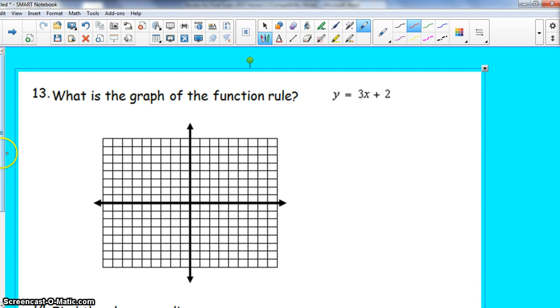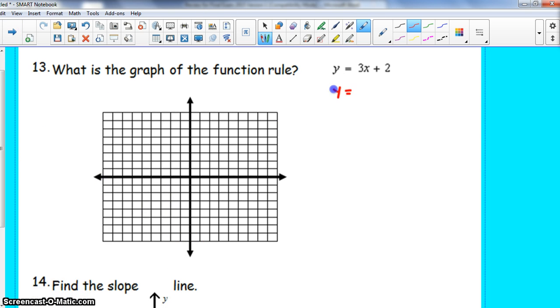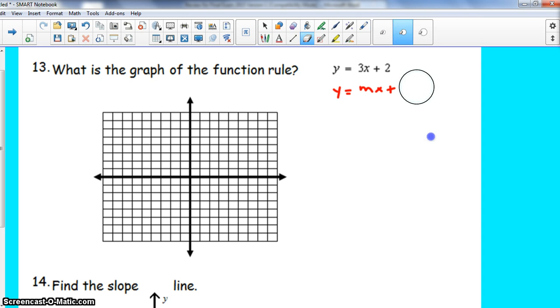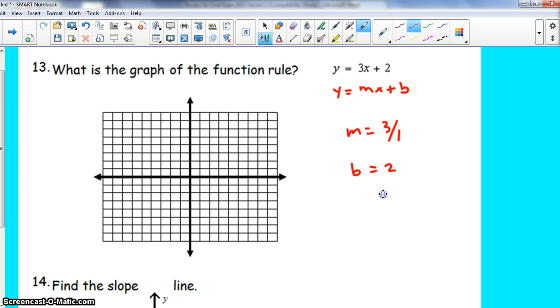Number 13, what is the graph of the function rule? Well, it's already in y equals mx plus b form, where m is 3 and b is 2. Make your slope a fraction, 3 over 1, and we always start with b, your y-intercept, so we go up 2, and from there we go up 3, right 1, up 3, right 1, and we can continue the pattern in the other direction. And then, of course, draw and extend your line and put arrows at the end.